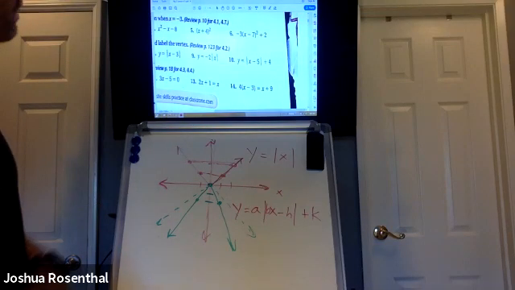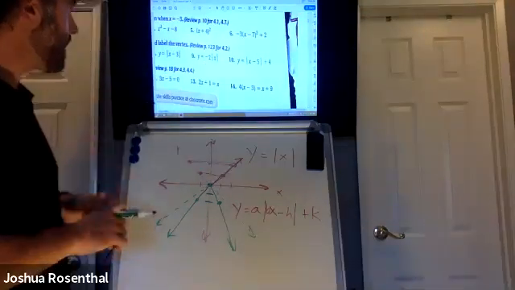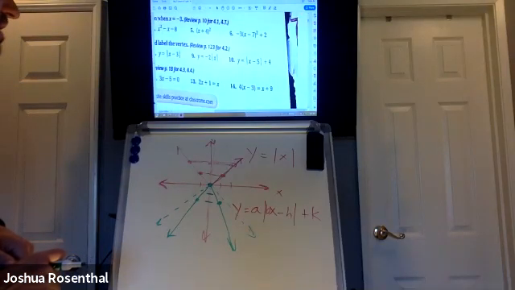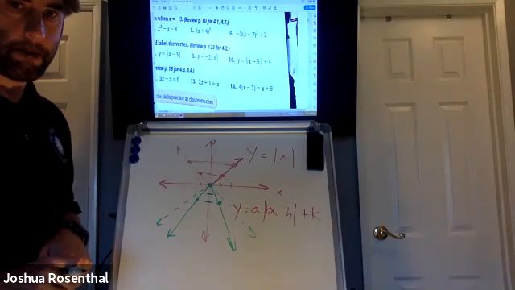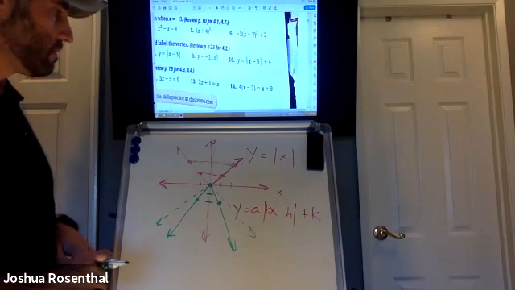All right, so by putting a 2 out there, now what would happen if you put the 2 inside the negative 2? What would happen? What if you had this?